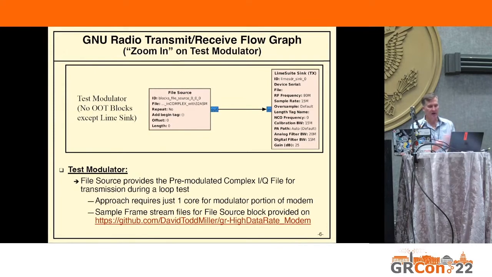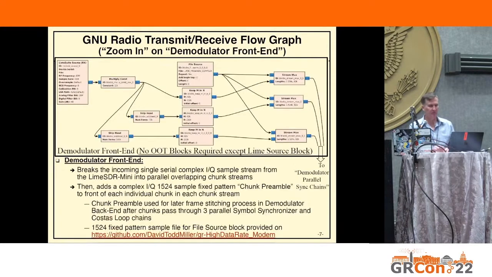Okay, I'm zooming into the test modulator now. That was at the top of the previous flow graph. What I used here was just a pre-modulated complex IQ file. I put it in the file source and transmitted that out. I did this just so the modulator only required 1 core for this project, and that left me with 7 more cores for the demodulator portion. The pre-modulated complex file that I used is also on the GitHub site.